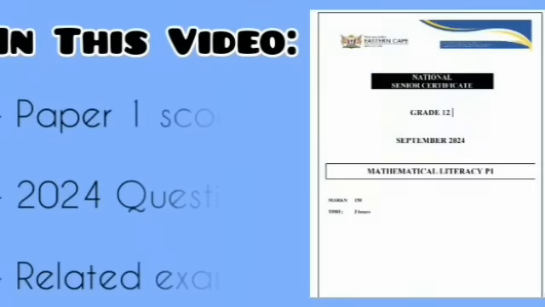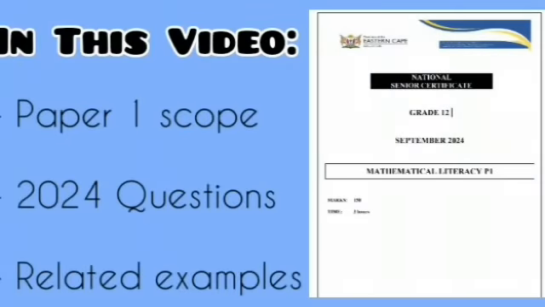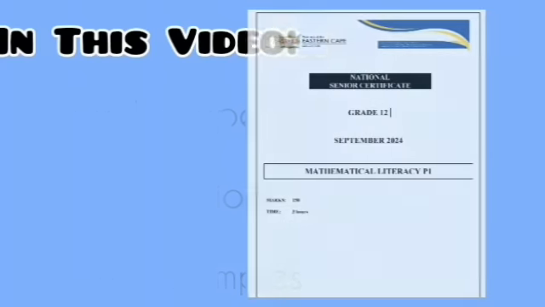In this video, we are looking into the paper 1 scope of the Mathematical Literacy paper 1 Grade 12. We are going to go through each topic using the 2024 questions from the preparatory papers, particularly the Eastern Cape one from September 2024, and we are also going to include some related examples that are going to explain further every single topic that is on the scope.